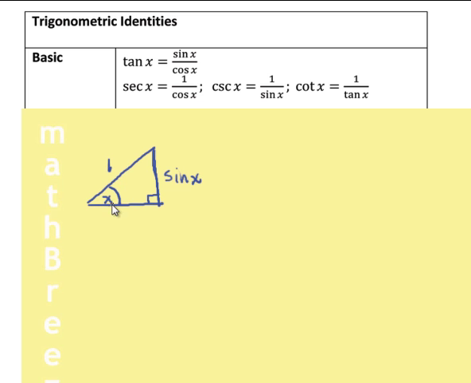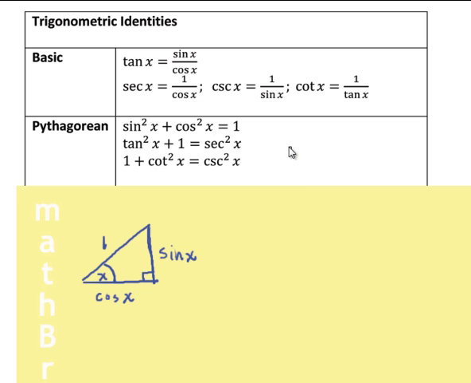And if this is 1, cosine x, for the same reason, must be equal to the adjacent side, because cosine is this side over 1. So this side must be equal to cosine x in this particular triangle. So we see from this diagram that tangent, which is opposite over adjacent, tangent x is equal to sine over cosine. Opposite over adjacent, sine over cosine. So that's how we establish this formula.